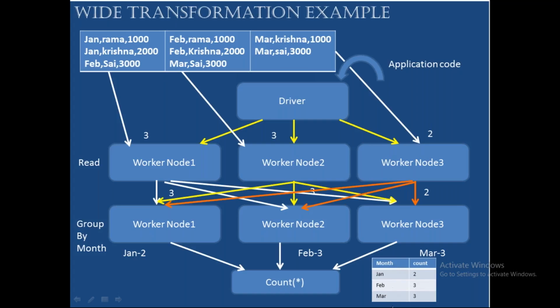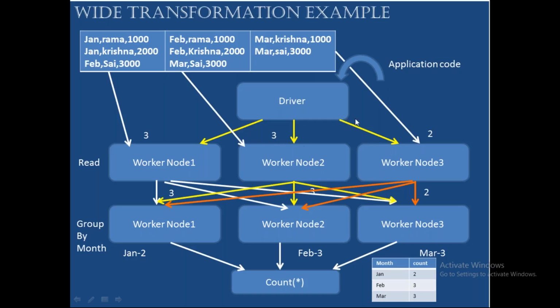So when you just take the count of the records, how many records do you have? You'll have 3 records. Jan 2, Feb 3, March 3: total 1, 2, 3 rows, so 3 records. If you apply count, you will get 3. But if you want to see the result, you will see Jan 2, Feb 3, March 3.